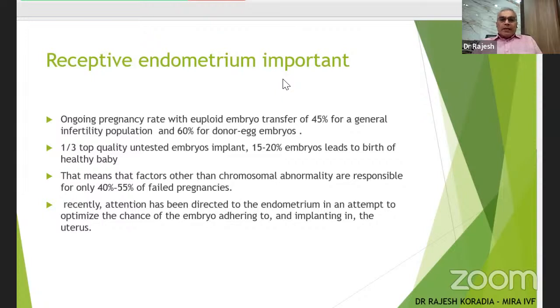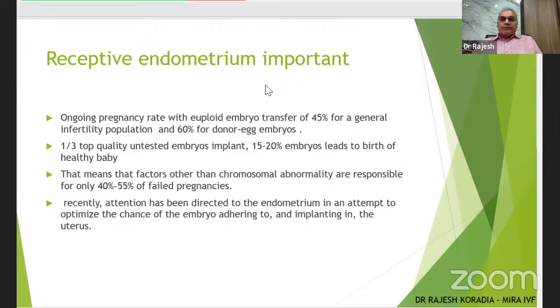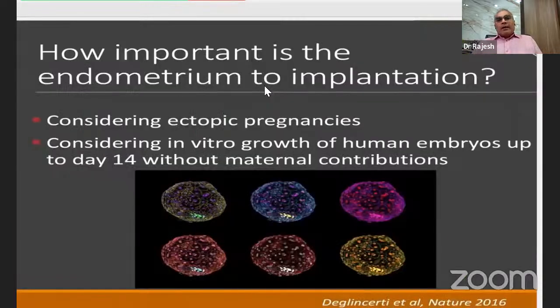So recently, the attention has been directed to the endometrium in an attempt to optimize the chance of the embryo adhering to and implanting in the uterus. Now, on the other side, let us think how important the endometrium is to implantation. Take the example of ectopic pregnancy, where the endometrium is thicker, but the inner lining, or endosalpinx, where the embryos are implanted, is quite thin.